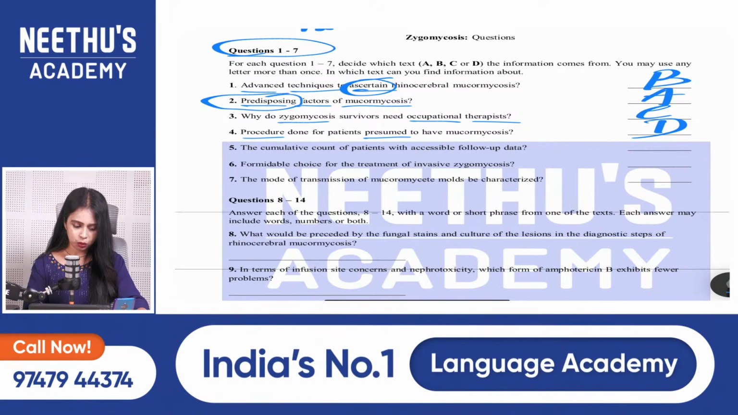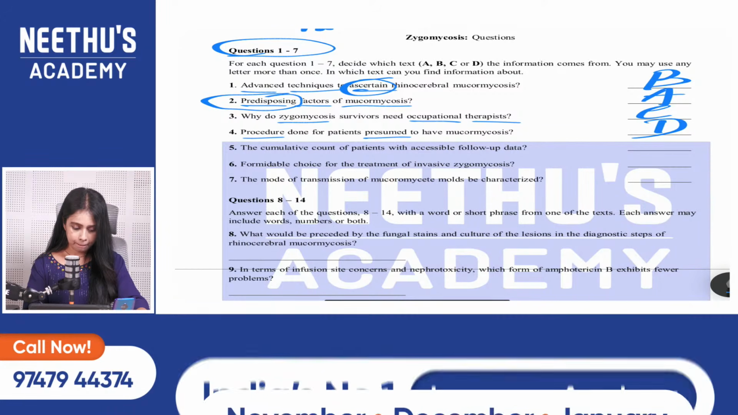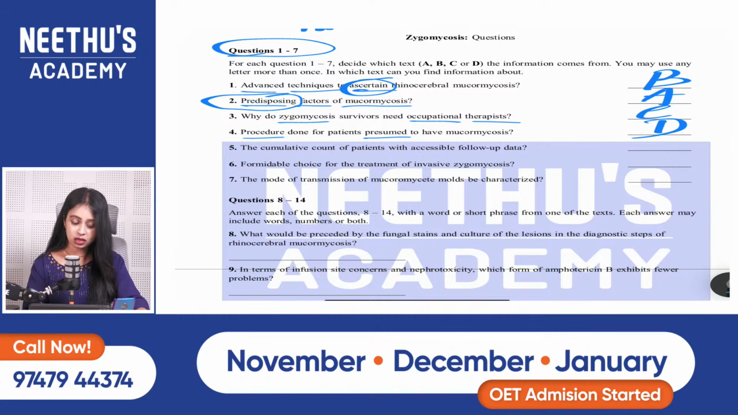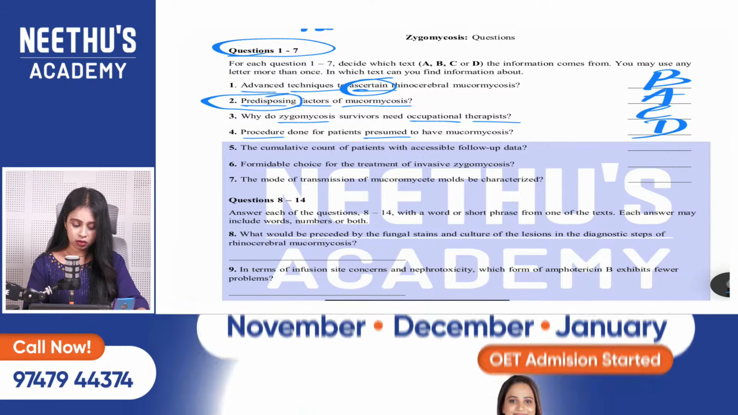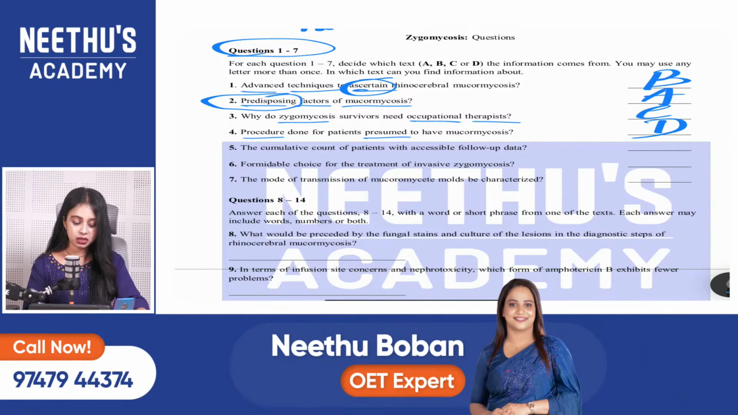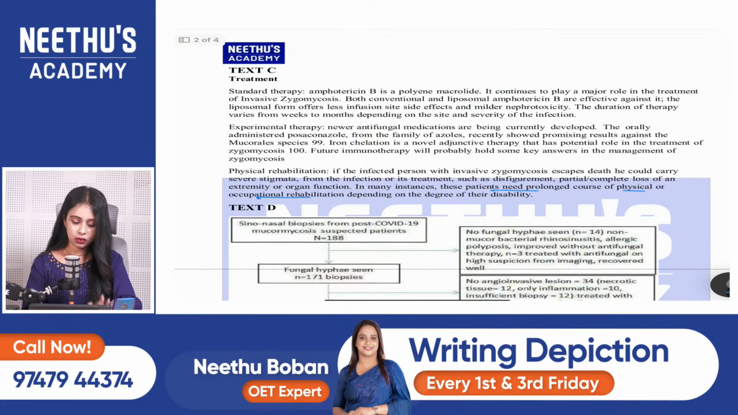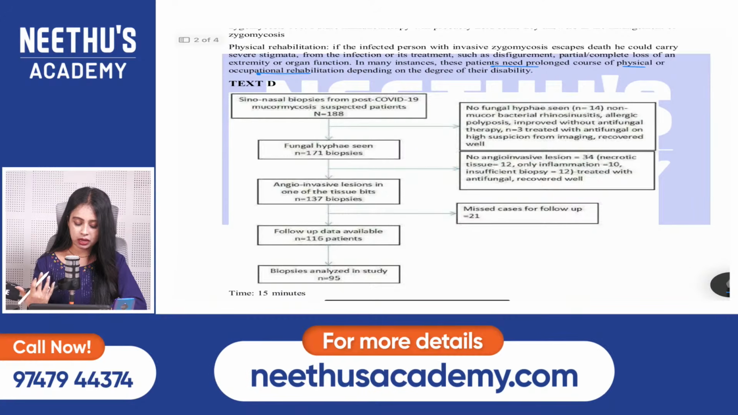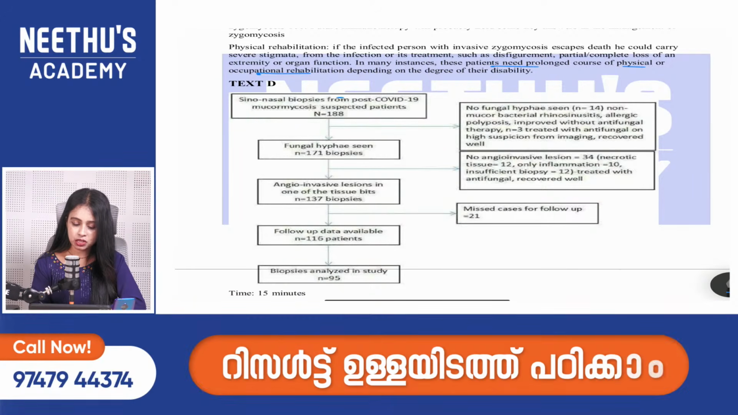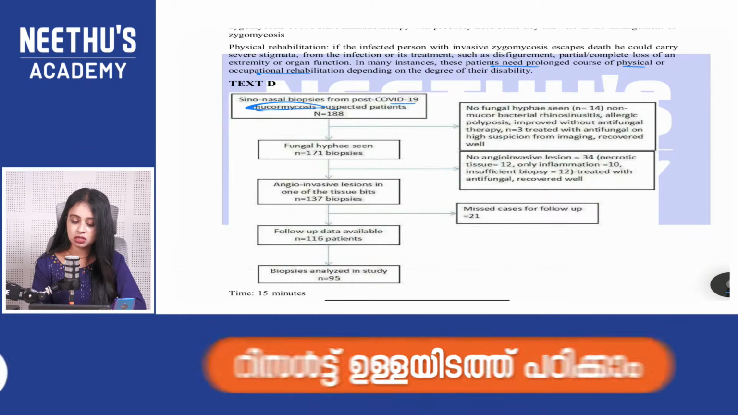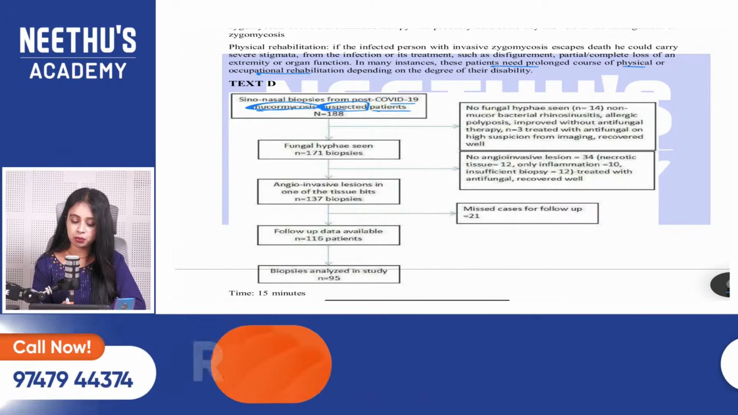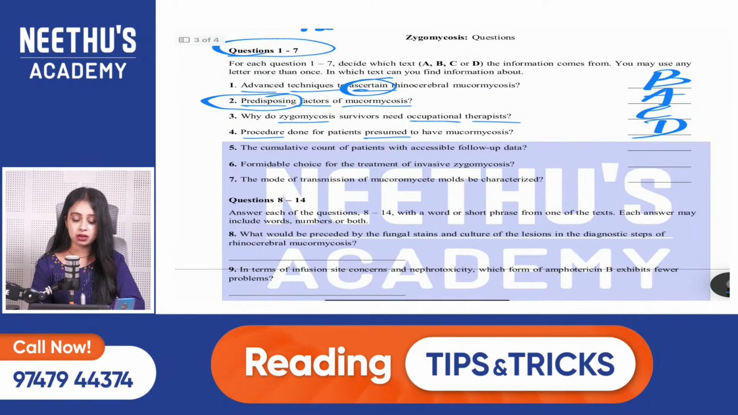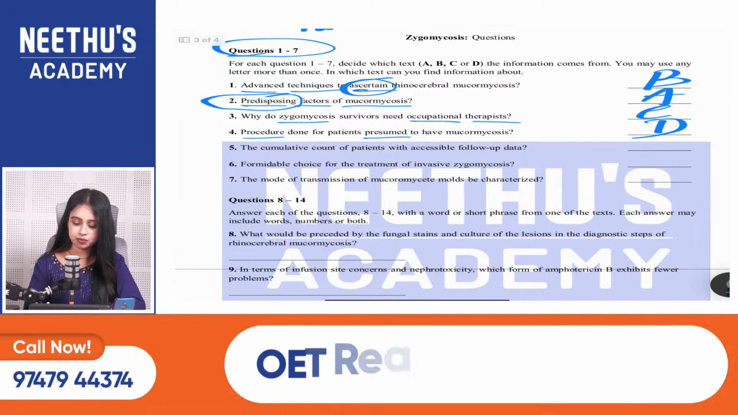Okay, I think only Bonisha got the correct answer, right? Yeah, I think only she got the correct answer. Yes, Nimmi, very good, Nimmi. Sorry, dear Helen, it's not B, it is D. And I'll show you where it is mentioned. It is suspected cases. See? Nasal biopsies from post-COVID-19 mucormycosis, keyword from the question: suspected, presumed, patients. So the answer is mentioned in D. That is the correct answer.